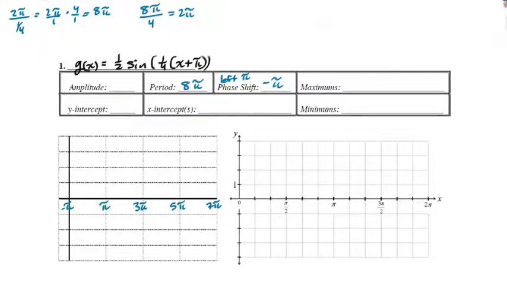So we've labeled all our stuff. And because we know that our sine function does something like this, we need a midline, a max, a midline, a min, and a midline.